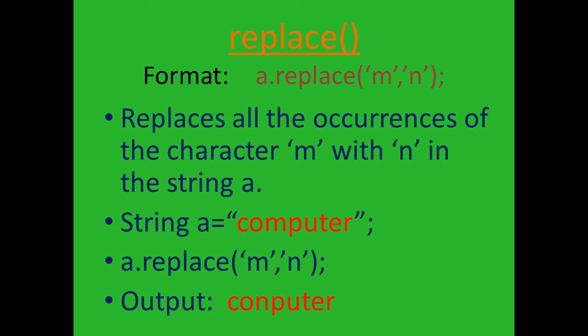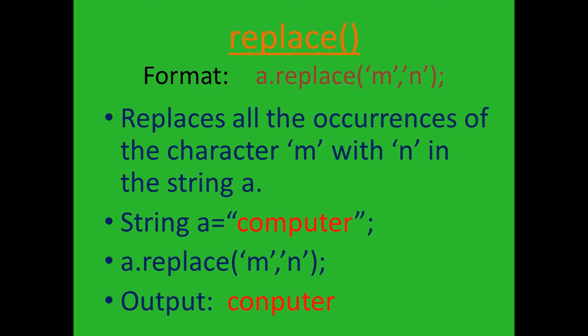Let's see the syntax. First we will write the string name, dot, replace, and within brackets we will write the first character with single inverted commas, then write the new character with single inverted commas, then close the bracket and put the semicolon.